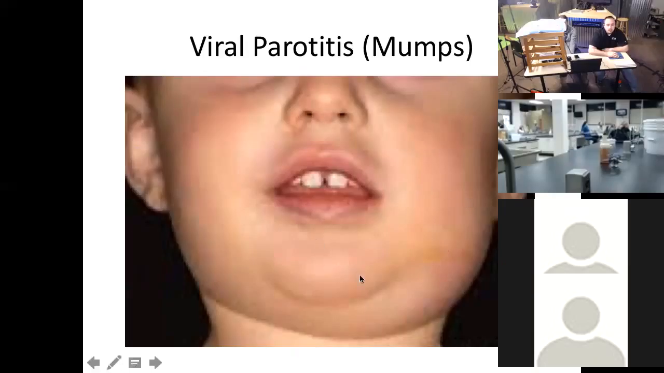One reason why this is important is because this infection can cause serious long-term effects like meningitis, permanent deafness, and even infertility.